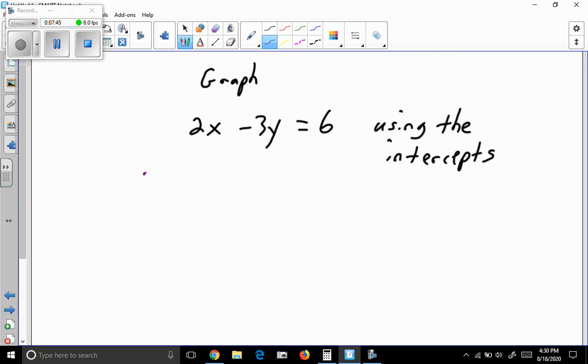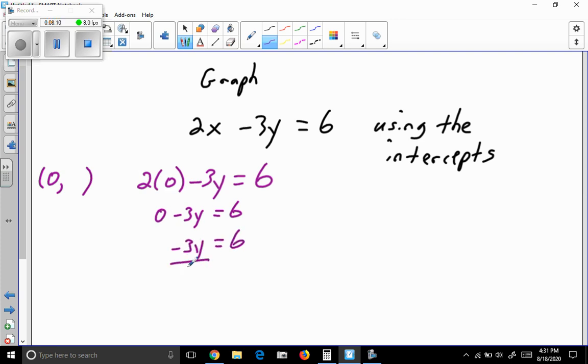We'll say, if x is 0, what will that make y? So we're looking for the point that corresponds to x being 0. So if we replace x with 0, 2 times 0 is 0, minus 3y. 0 minus 3y, that's minus 3y. And if we divide by negative 3, y equals negative 2. So when x is 0, that corresponds to that y value.